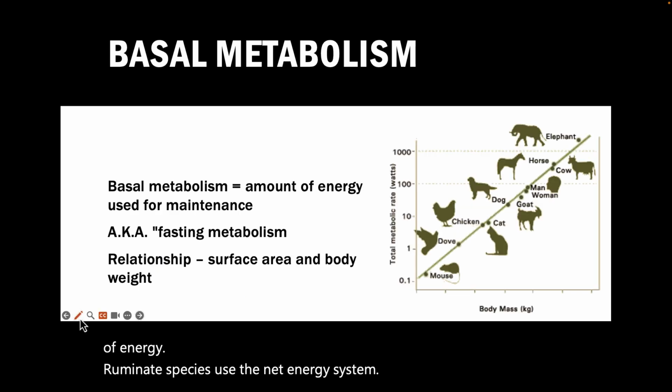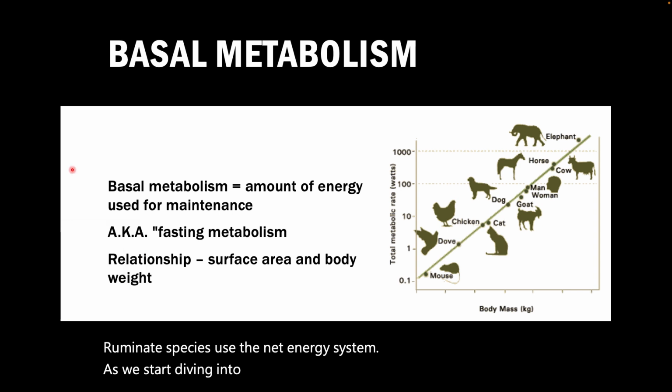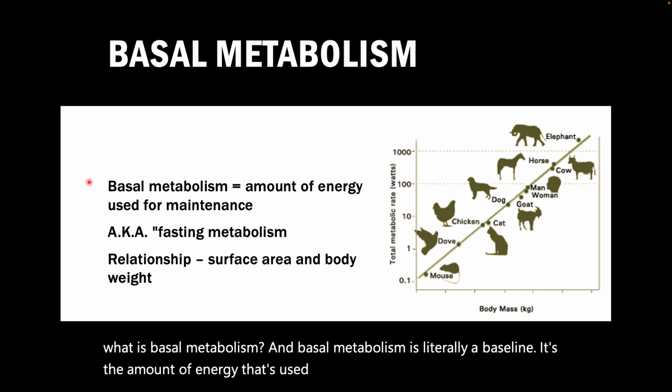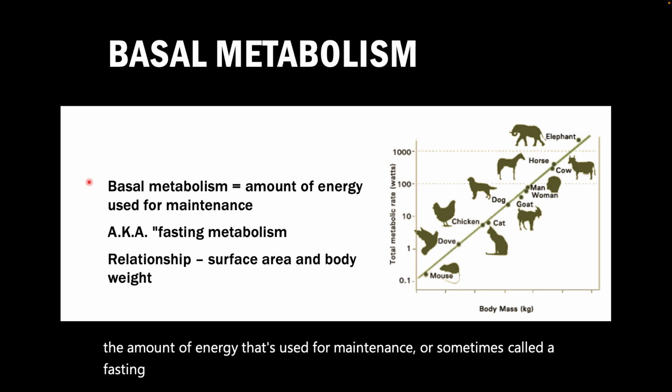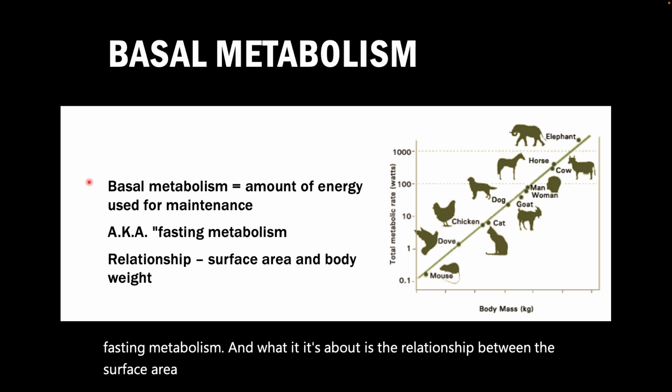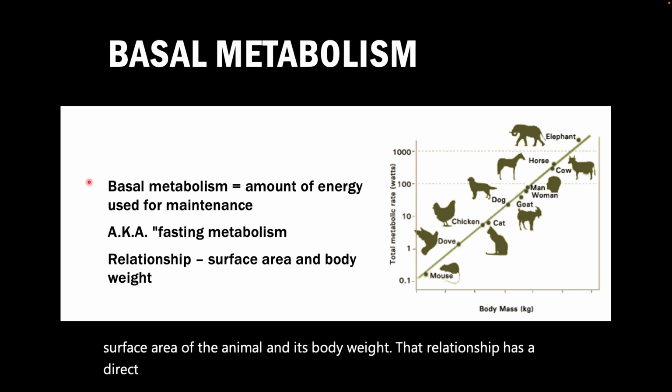As we start diving into maintenance, it's important to know a few terms. What is basal metabolism? Basal metabolism is literally a baseline. It's the amount of energy that's used for maintenance, or sometimes called a fasting metabolism. And what it's about is the relationship between the surface area of the animal and its body weight. That relationship has a direct impact on metabolic rates.